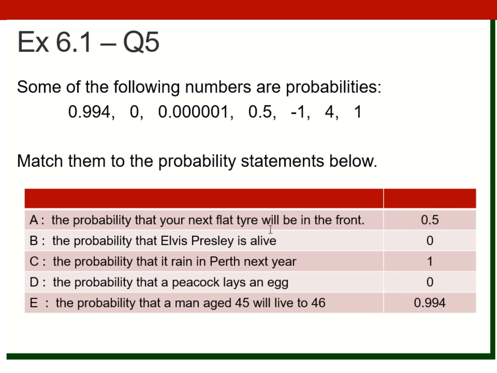The probability that your next flat tire will be in the front. So either it's front or back, right? So it's half. The probability that Elvis Presley is alive is 0. It can't happen because he's already dead.